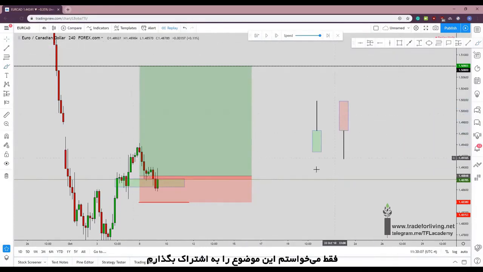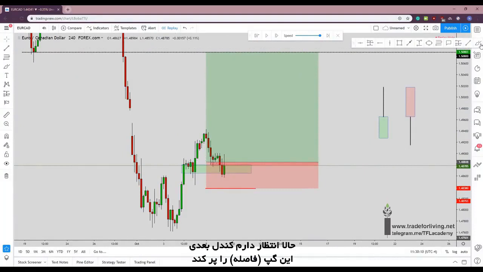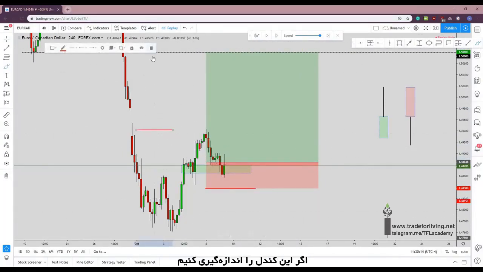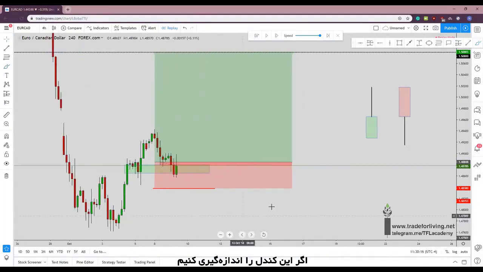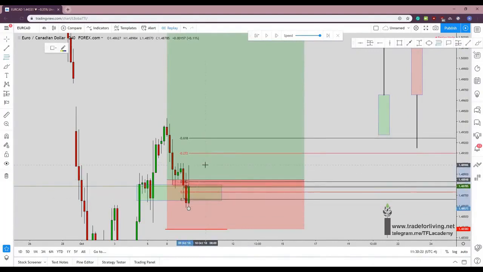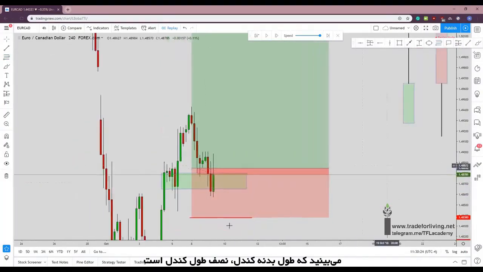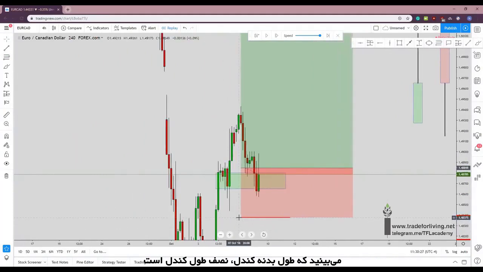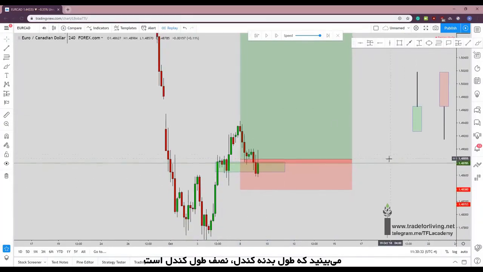So just something I wanted to share. So now I expect the next candle to fill in this gap, because as you can see, if we measure this candle, let's measure it, you're getting the 50%, almost. The body of the candle is half of the wick.